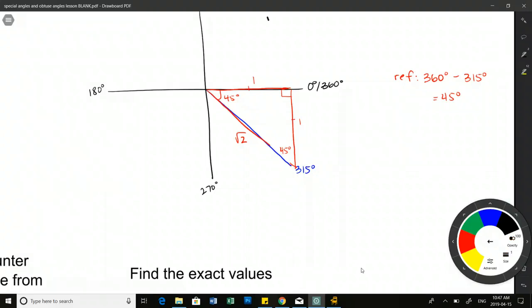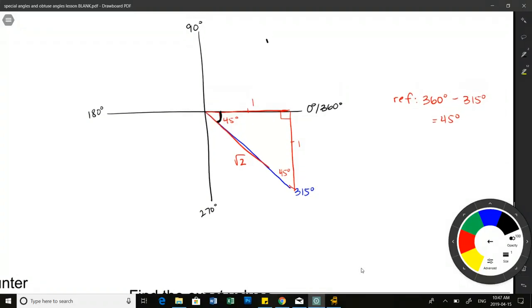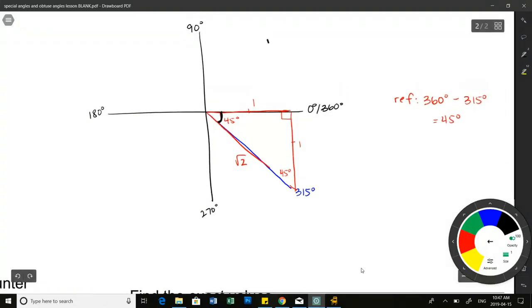Yes, you need to memorize the special triangles. Okay, this 45 in particular, we always use the angle that's the reference angle that we calculated as the angle that we're looking at for this calculation. Okay, cast rule.